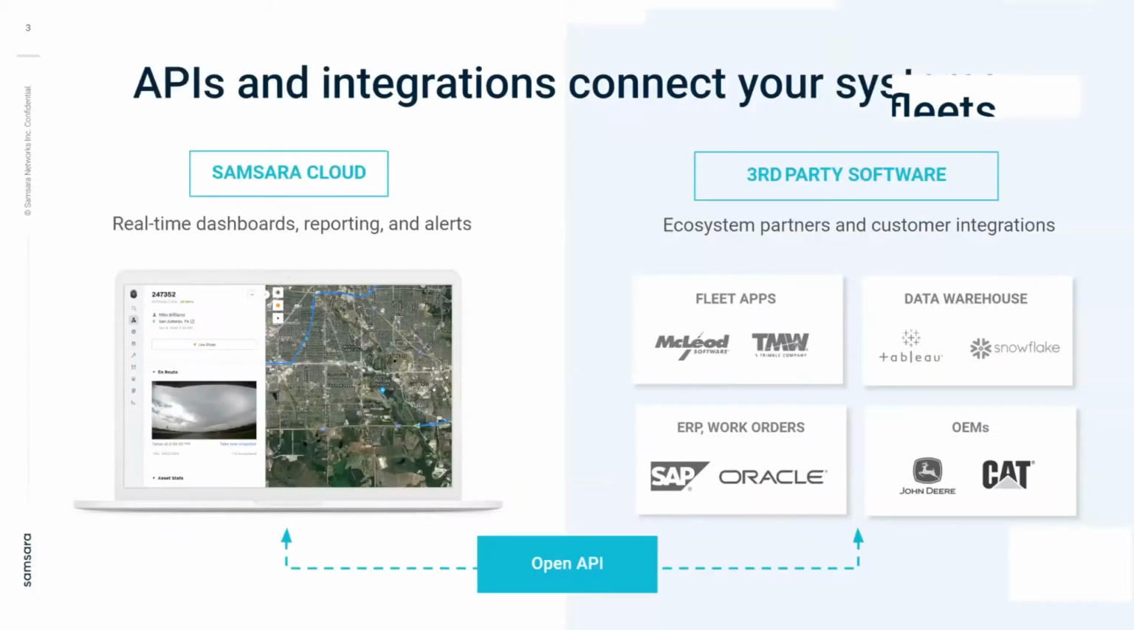And one of the things that you probably saw on that last slide was our open API framework. So Samsara, with all of this data, at the end of the day, we know that we're not going to be the only source of truth or program that a lot of our customers need to look at. So what we've done is we've created an open API framework where all of the data that's within that Samsara cloud, one, it's your data as a customer, and two, all of that data is accessible to you to pull into other systems.